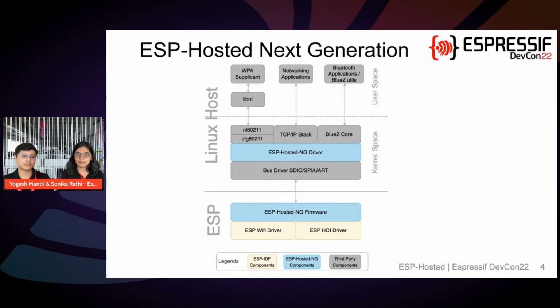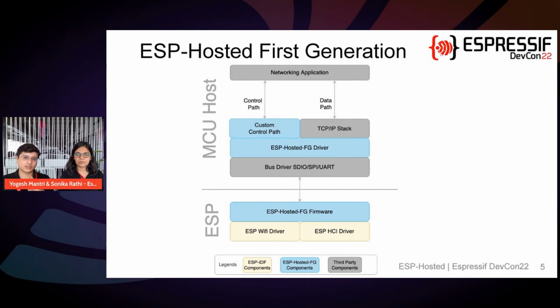Definitely, I will try to showcase that as well. So this ESP hosted next generation was more focused on the WPA supplicant, or more focused on the Linux subsystem or Linux devices. Now I will try to show you how the MCU counterpart or MCU host can work with ESP hosted. So can you see the diagram here?